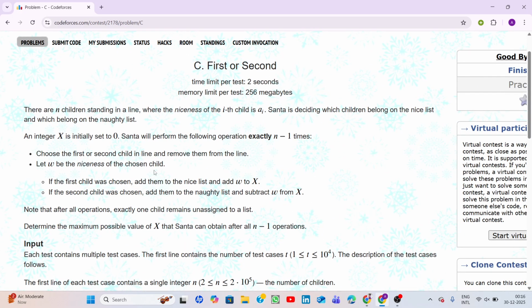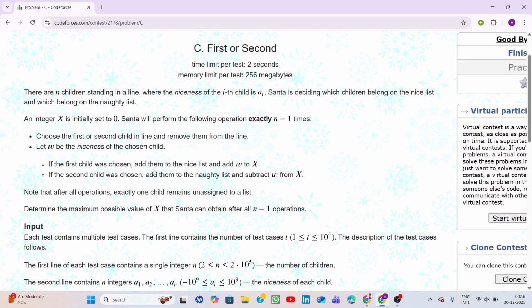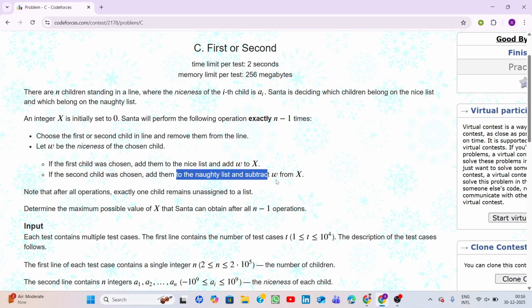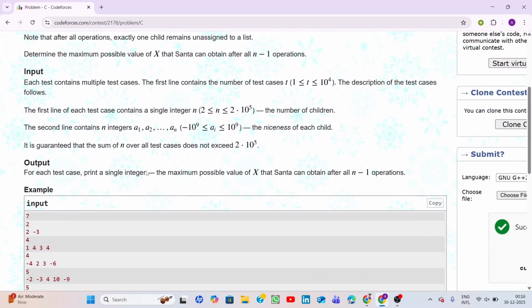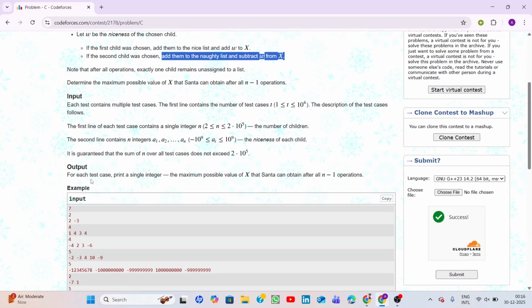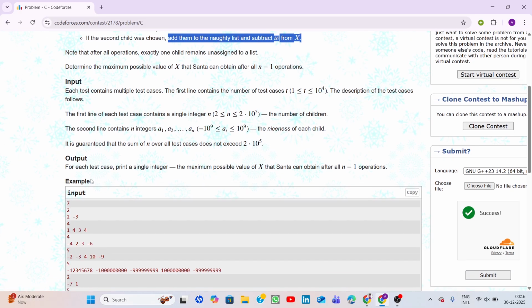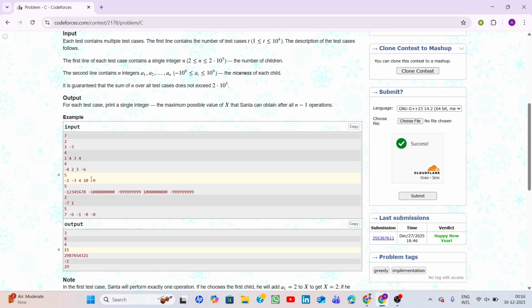So in this question, it is said that you have n children, and the niceness of the i-th child is a_i. Okay. And Santa is deciding which children to put onto which list. Suppose if we choose the first child, then we add W to X, and if we choose the last index, then we add minus W to X. Basically we would subtract from X, and we have to calculate the maximum possible value of X.